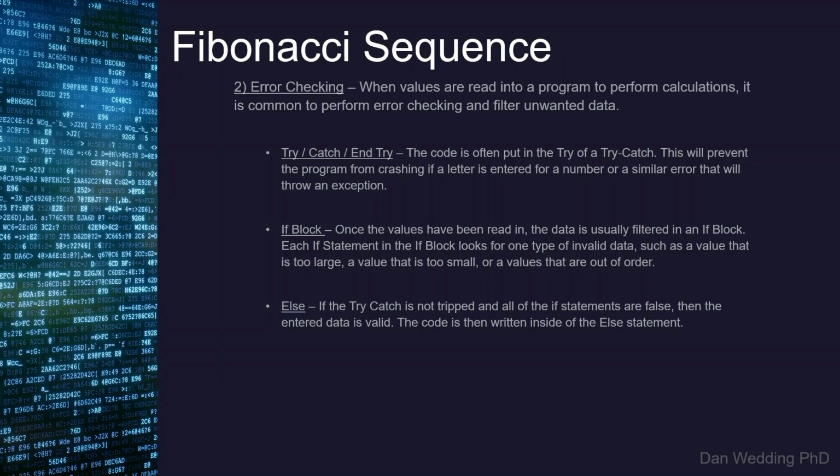Once the values have been read in, the data is usually filtered with an if block. Each if statement in the if block looks for one type of invalid data, such as a value that is too large, a value that is too small, or values that are out of order. If the try-catch is not tripped, and all of the if statements are false, then the entered data is valid. The code is then written inside of the else statement.